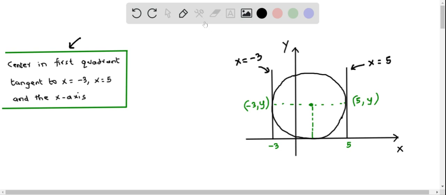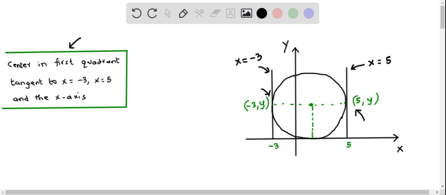Okay, so first let's determine the coordinates of the point of tangency. This is the point where the tangent touches this circle. So we can see its coordinate is negative 3 comma y. And similarly for this tangent, x equals 5, which touches the circle at this point of contact, we can say its coordinate is 5 comma y.